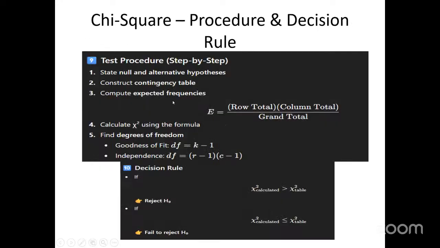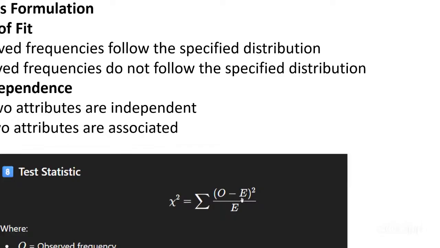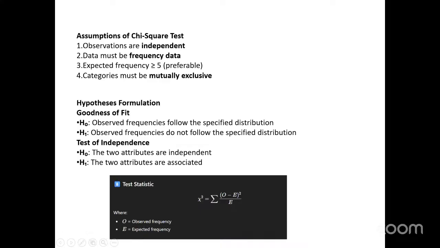So compute the expected frequencies, that E part. We have the observed frequency, but what about the expected frequency? We need that, right? So what is the calculation for that?